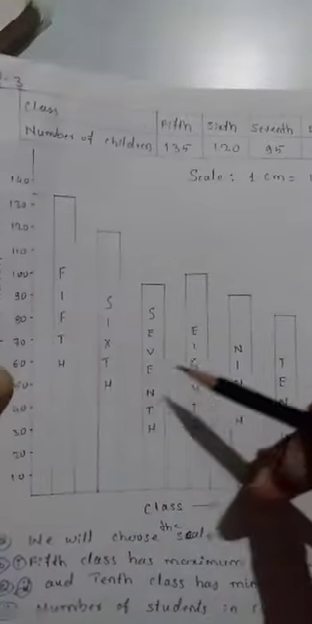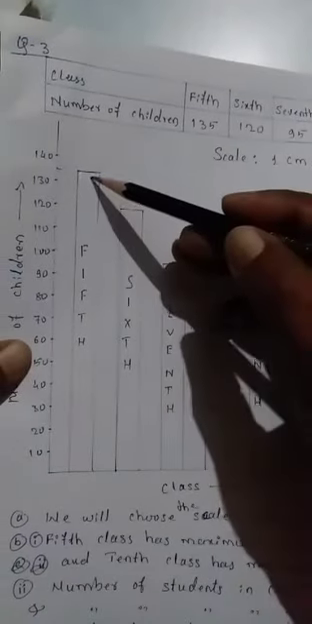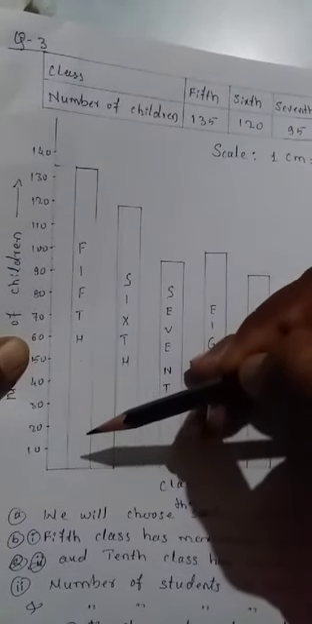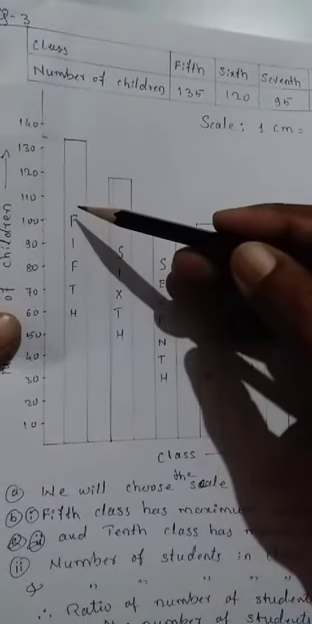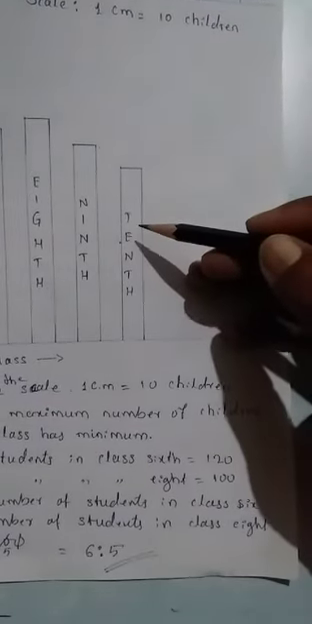Answer for this question. Now, with the help of the bar graph which is constructed, this is the longest bar and it represents class 5th, and this is the smallest bar in the bar graph. Therefore, this is 5th class and this is 10th class. In the 5th class, the number of students is maximum, and the number of students is minimum in the 10th class. It is written here.